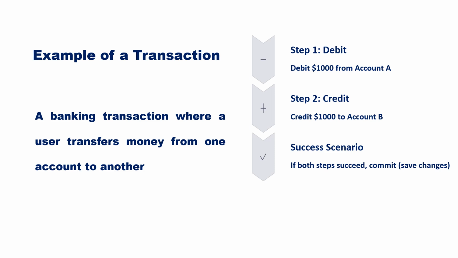If both steps complete successfully, we commit the transaction. This means the changes are saved permanently to the database. But what if one step fails, say, the debit is successful but the credit fails due to a system issue? In such cases, the transaction is rolled back, undoing all changes to ensure the database remains accurate and consistent. So remember, a transaction is an all-or-nothing operation. Either every step succeeds and is committed, or the whole transaction is rolled back.